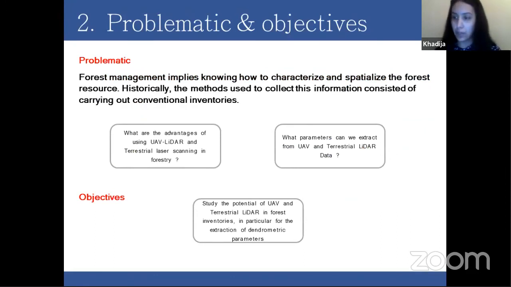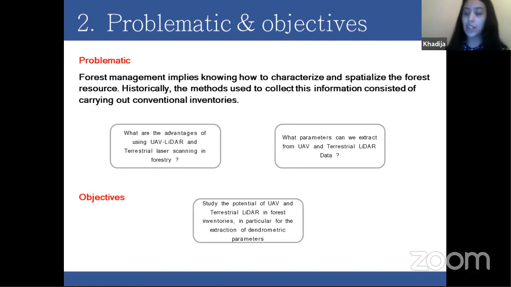Sustainable forest management implies knowing how to characterize and specialize the forest resource. Historically, the methods used to collect this information consist of carrying out conventional inventories, which are still used in a lot of countries. For this, it is imperative to raise the following questions.